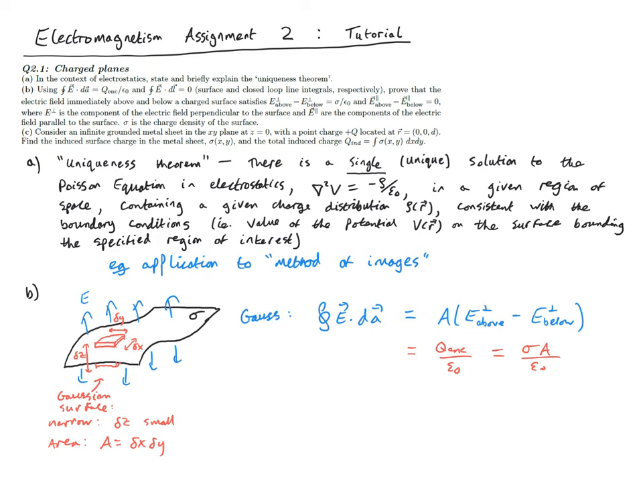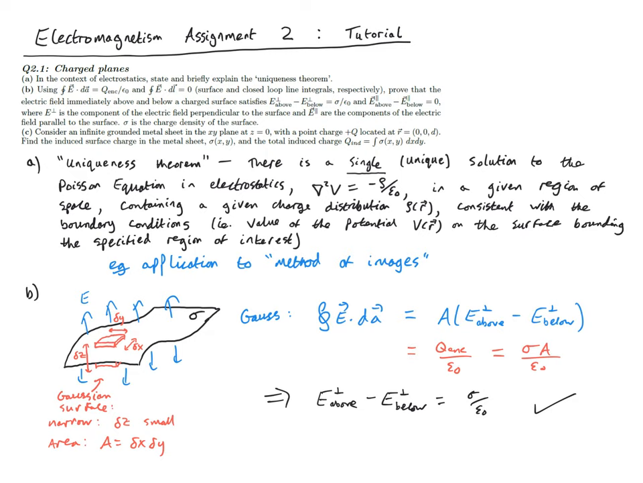You can also think of this as sort of shrinking the surface area of this box down to zero, as I mentioned. And so what we have is, therefore, that E perpendicular above minus E perpendicular below is equal to sigma upon epsilon naught, which is what we set out to prove.